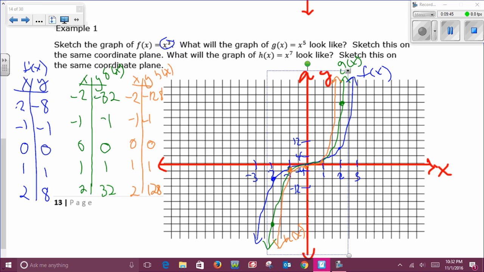Alright, again, I want you to notice the difference between the graphs, what happens as my exponents increase. Look at my ending behavior. What's happening to y as x gets really big, and as x gets really small? What's going on? What do you notice about all three of these equations? And also, what do you notice about the graphs themselves? All right, moving on.